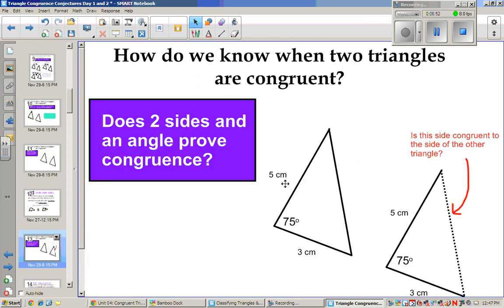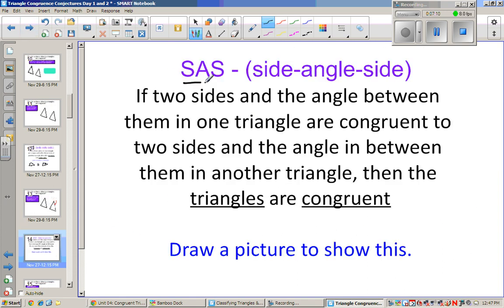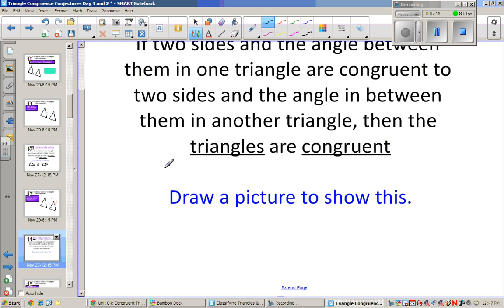Now, if we have 2 sides and the angle in between, does this line have to be drawn here? Is there any way we can draw it, keeping these 3 elements the same? The answer is no. There's no other way you can draw it, so this has to prove congruence. And we call this side angle side, where we have 2 sides and the angle between them in one triangle is congruent to the 2 sides and the angle between them in the other. And we'll draw a picture to show that.